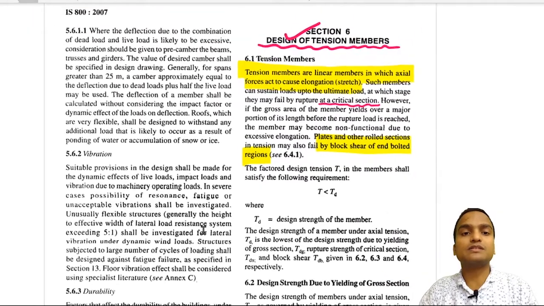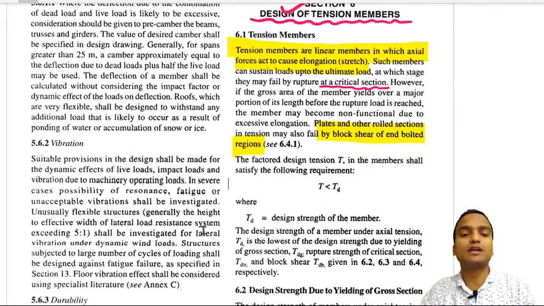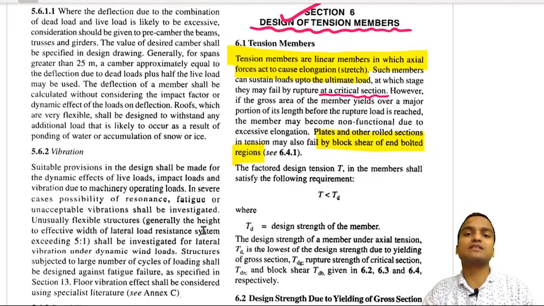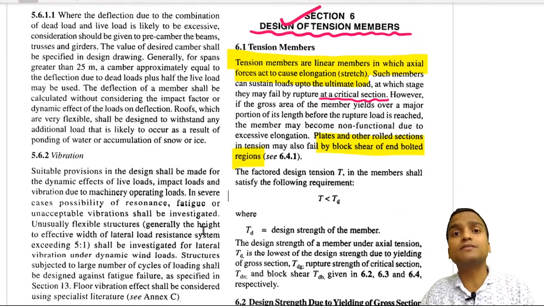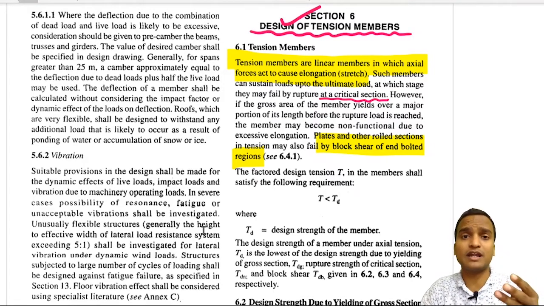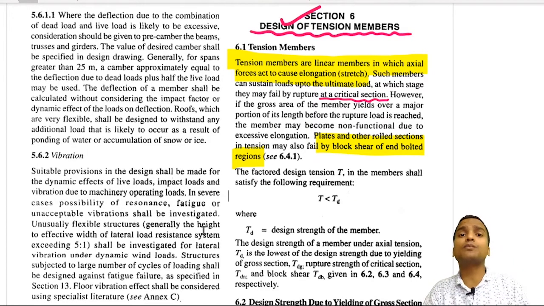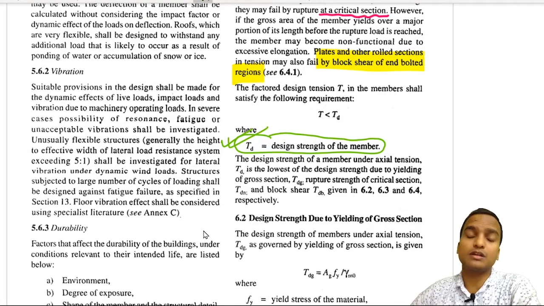So this IS code you can always read. It is very informative for us, and we must go through this Section 6 if we want to understand the design of tension members. And design of tension members is not very difficult. It is the easiest part of steel design, because there are only three formulas that we have to understand apart from the calculation of net sectional area. Here it is said that Td is the design strength of the member, and we have to calculate this in all the numerical problems.